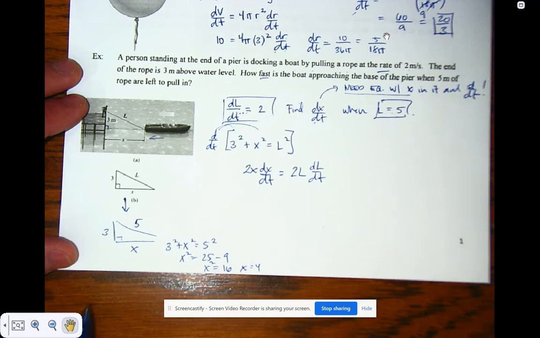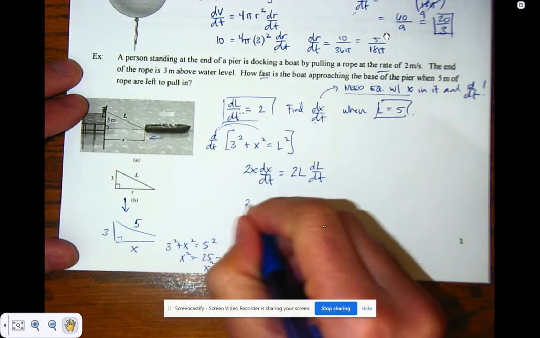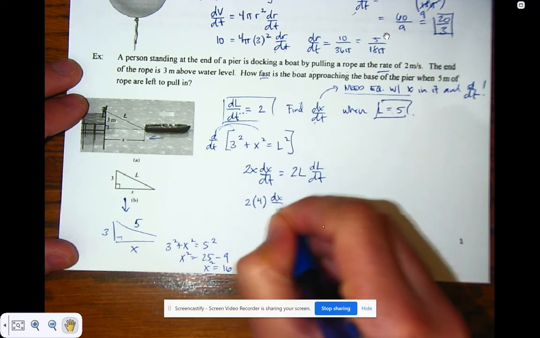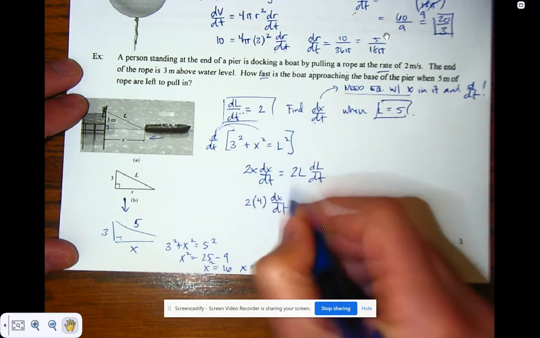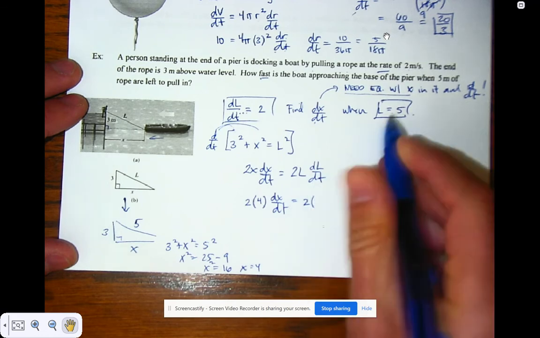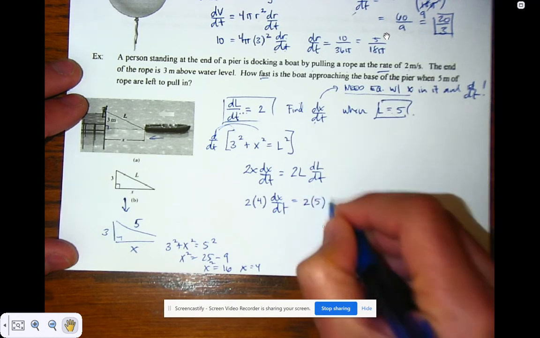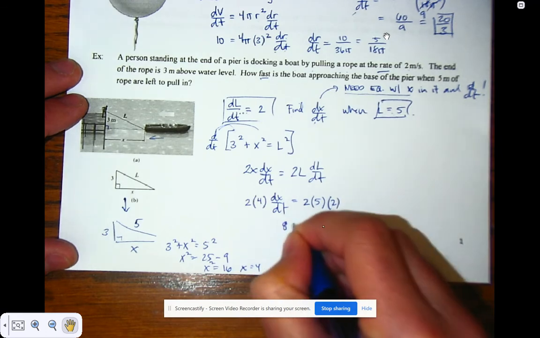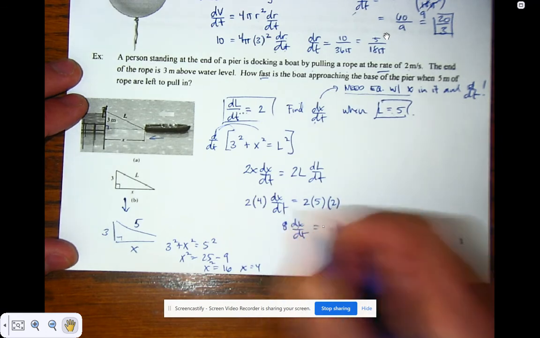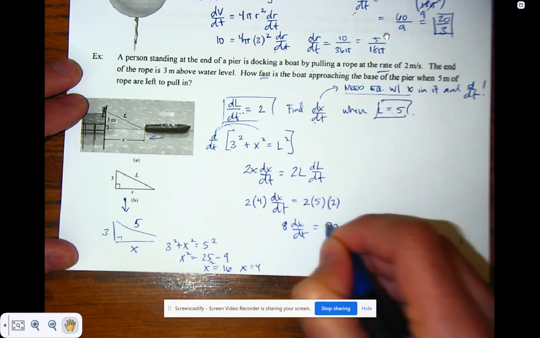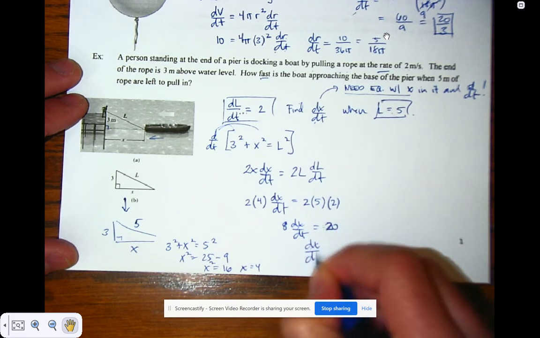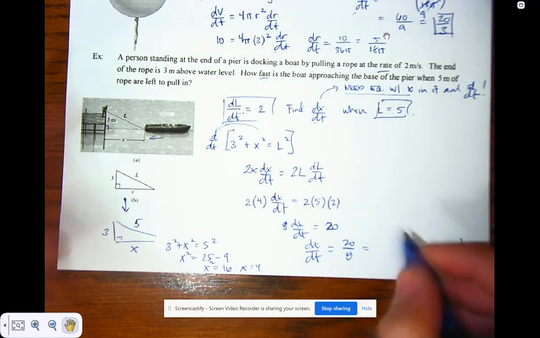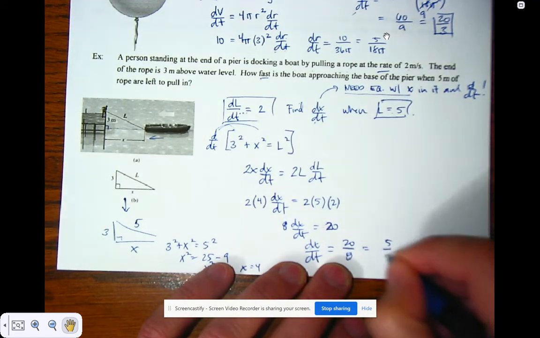Okay, so that wasn't bad. And so I can fill in. I've got 2, I now know x is 4. I don't know dx/dt, that's good because that's what I'm trying to find, equals 2. L is 5, and dL/dt is 2. So you have 8 dx/dt equals 20. And so dx/dt equals 20 over 8, which is the same as 5 halves, or 2.5.